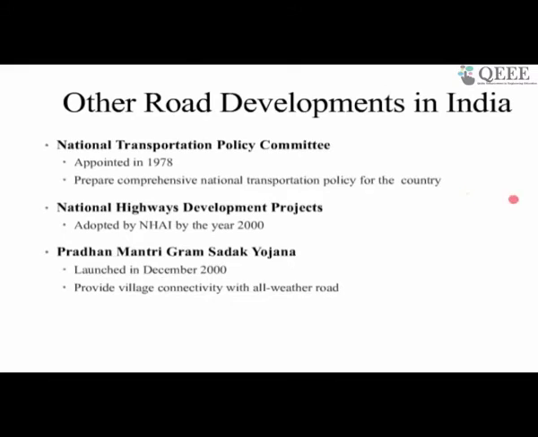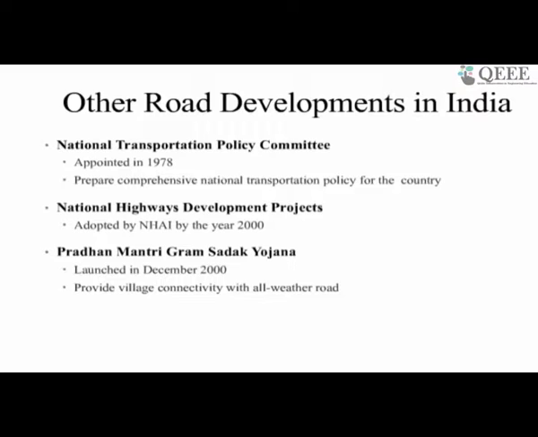Some other road developments are the National Transportation Policy Committee, which was appointed in 1978 to review all the development happening and look through the 20-year plans and so forth. And also the National Highway Development Projects, NHDP. There are NHDP 1 and NHDP 2, through which the funding is sourced for highway development.